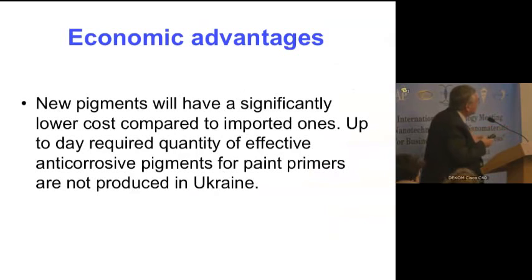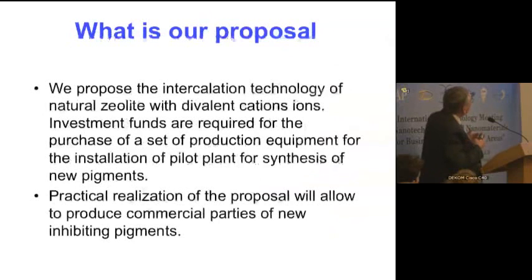The necessary amount of anti-corrosion pigment is not produced in Ukraine, because we need at least half of it to be replaced. What we hope for: we can suggest this intercalation technology of natural zeolite with divalent cations in order to implement it practically.